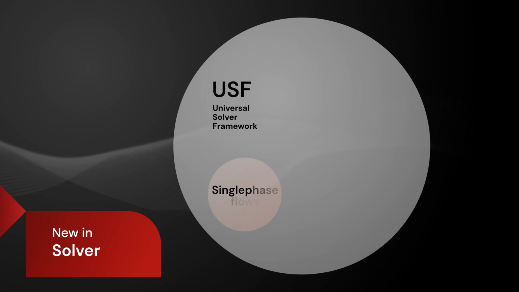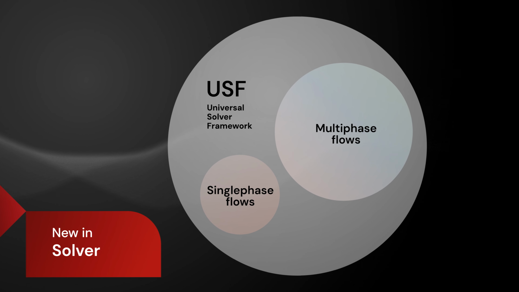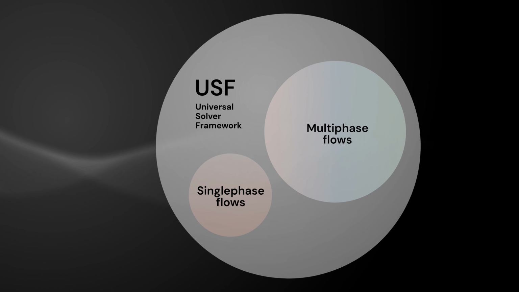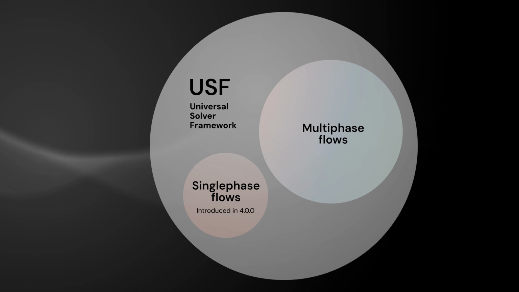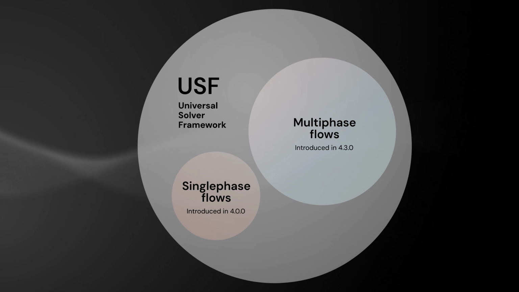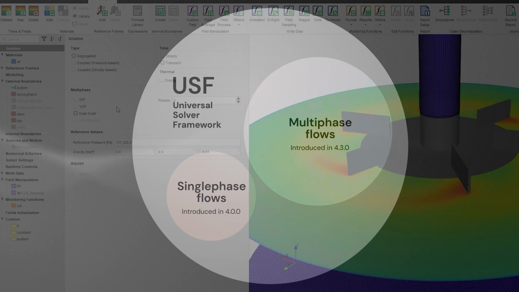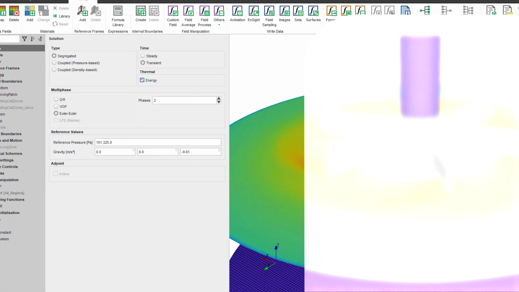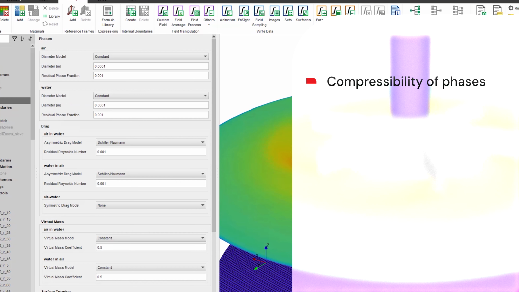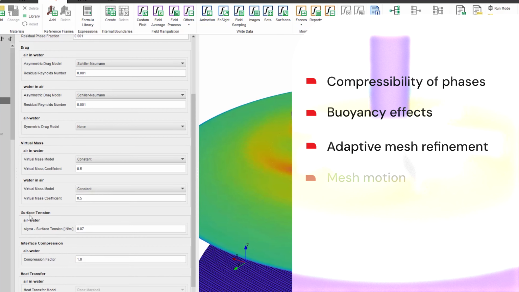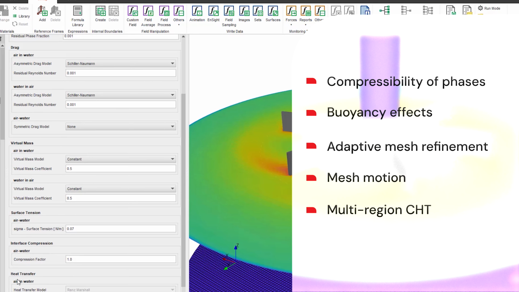We have now incorporated most multiphase flow solvers and models within the unified solver framework. All multiphase flow functionalities available in the HELYX and ELEMENTS graphical user interface are now part of the unified solver framework. The new multiphase flow solver refactored in this version 4.3.0 can deal with compressibility of phases, buoyancy effects, adaptive mesh refinement, mesh motion, and multi-region CHT.